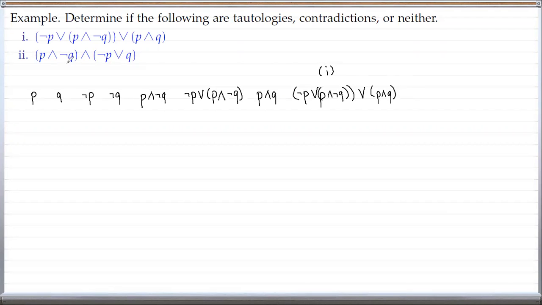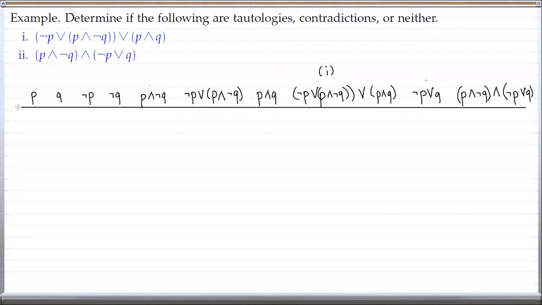Let's see what we need for the second expression. We need P and not Q. We already have that here. And we need not P or Q. So let's have a column for not P or Q. So we can combine this and that to get the second expression. P and not Q and not P or Q. Now we are ready to write down the truth values.